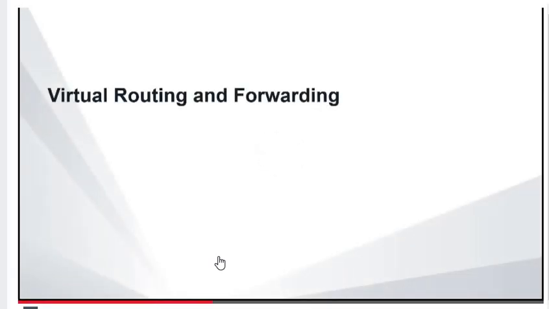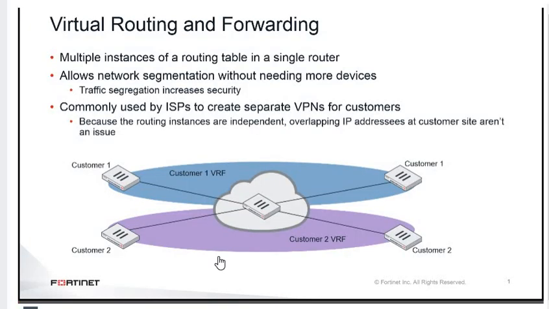In this section, you will learn about virtual routing and forwarding. Virtual routing and forwarding, VRF, is a technology included in some routers that allows multiple instances of a routing table to exist in a router. This increases functionality by allowing network paths to be segmented without using multiple devices. Because traffic is automatically segregated, VRF also increases network security. Internet service providers often take advantage of VRFs to create separate VPNs for customers.